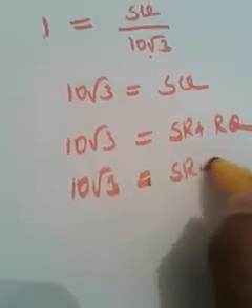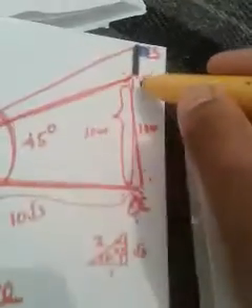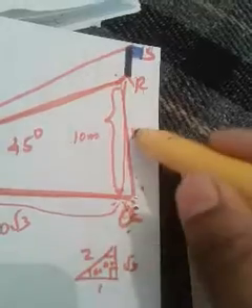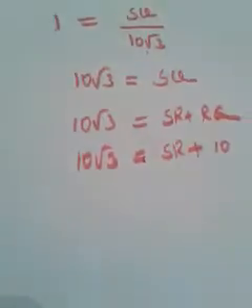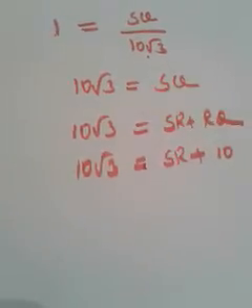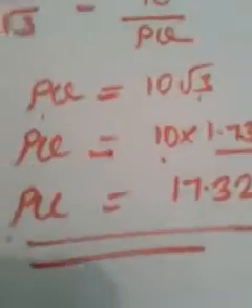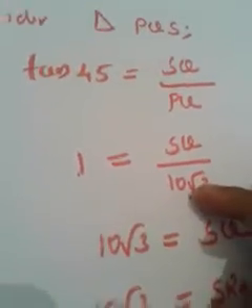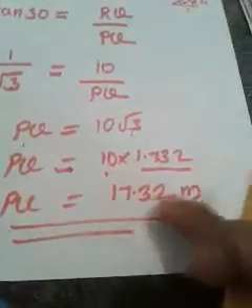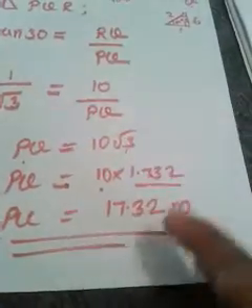We don't know the value of SR, we need that, and RQ, but still what is given? RQ is there, 10. You can write here 10. So what is 10 root 3? Actually you can give that value. See, when you substitute here as 10 root 3, instead of that you can write 17.32, because we already calculated 10 root 3 as 17.32.